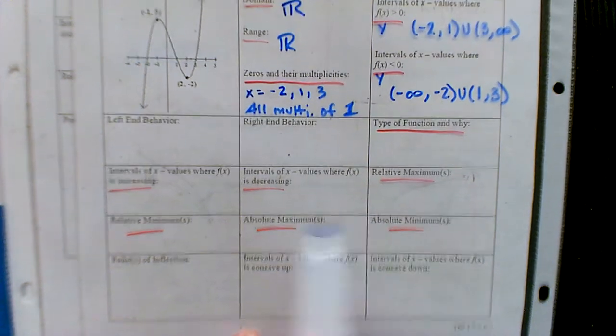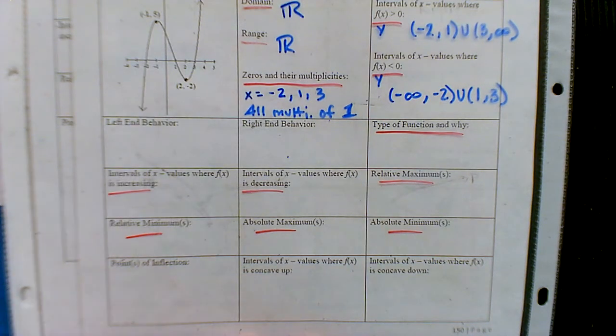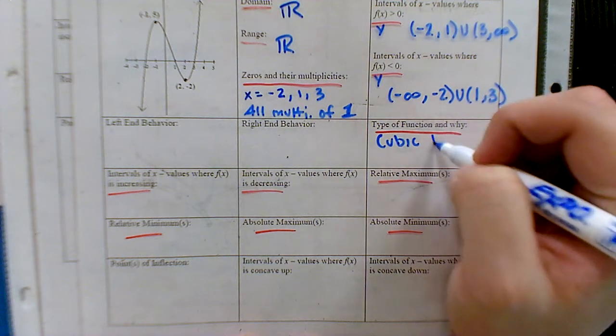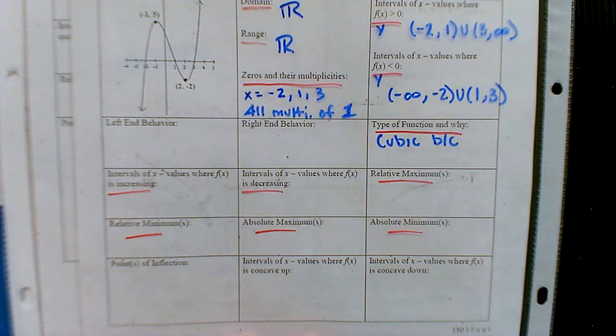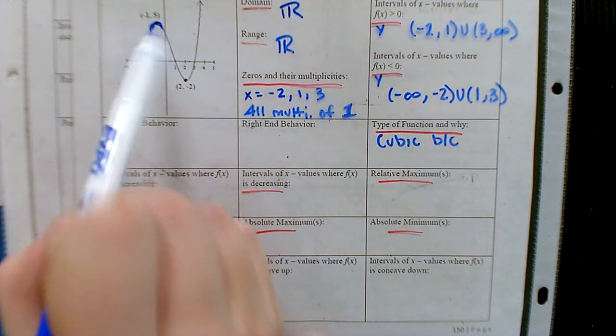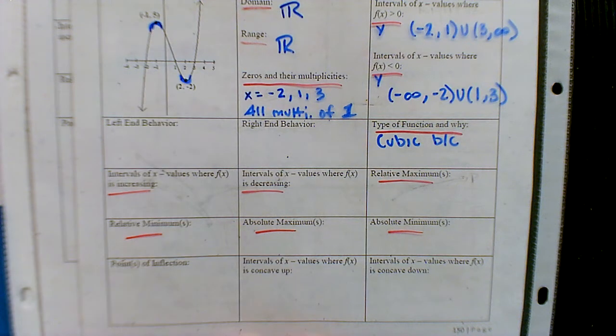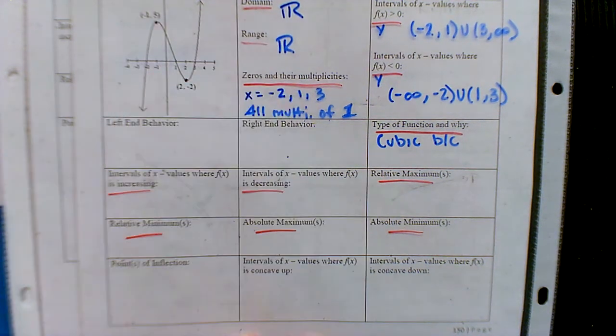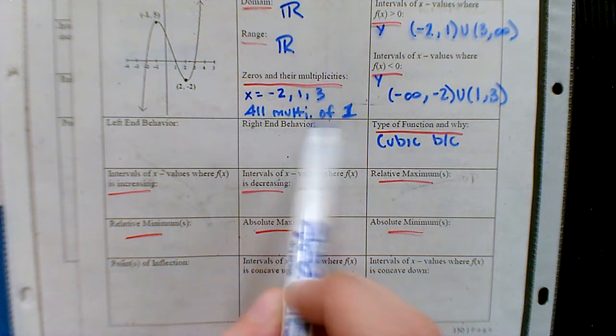What about the type of function? So can you give me the name of this graph? Good. Okay, so it has the two maxes or mins, those two humps or bumps. That's one way you can think about it. A little bit more accurate or specific is the multiplicities.